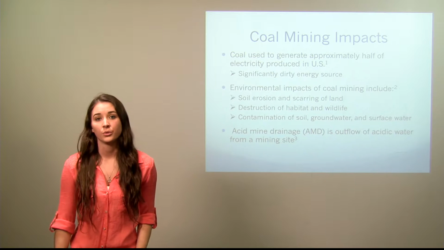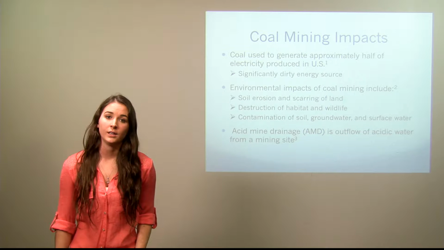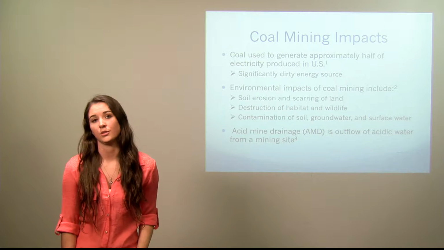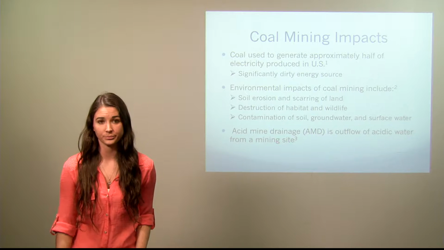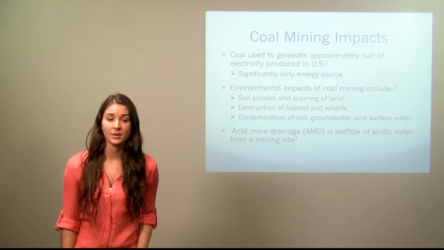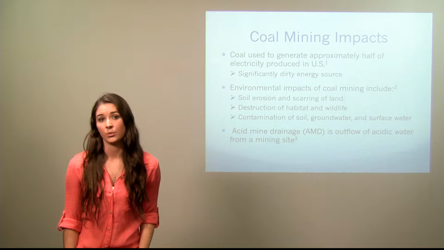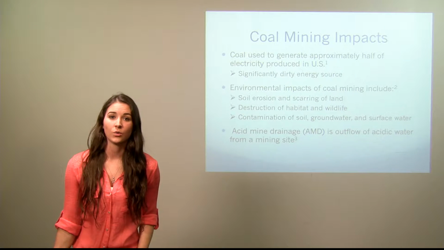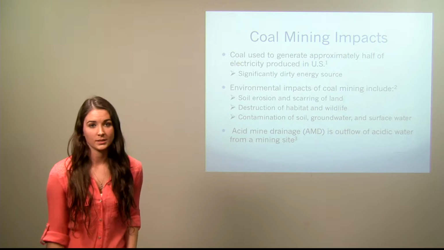Some examples include soil erosion, scarring of land, destruction of habitat and wildlife, and also contamination of soil, groundwater, and surface water. Water supplies are commonly contaminated by acid mine drainage, which is a result from coal mining, and it is the outflow of acidic water from coal mine sites.